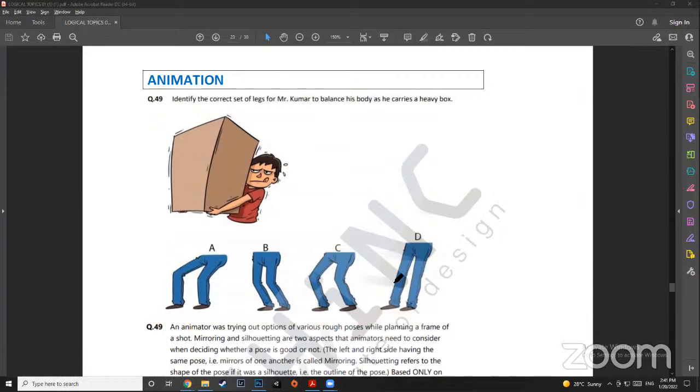posture for Mr. Kumar? So we know that if Mr. Kumar is standing like this, he will fall down. If Mr. Kumar is standing like this, he will fall down. If Mr. Kumar is standing like this, he will fall down. So only option C seems to be balanced. So option C would be correct, right? So that is how, but this is less animation, it is more logic.